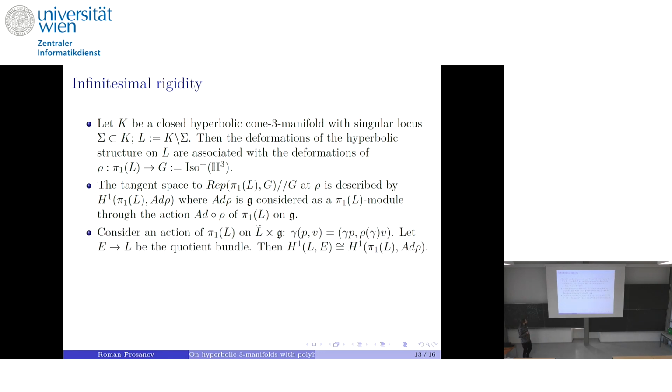A more convenient differential geometric way is to work with the bundle of infinitesimal isometries. We have a closed hyperbolic cone manifold, we throw out the singular locus, we look at the universal cover, and we consider the direct product of this with our Lie algebra. We consider the action of the fundamental group on it. On the first component, we act by deck transformations. On the second component, we act through our representation. Then we obtain a quotient bundle, a kind of twisted bundle of infinitesimal isometries over our manifold.